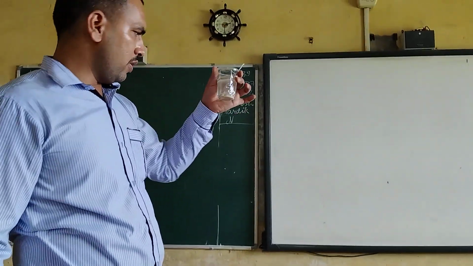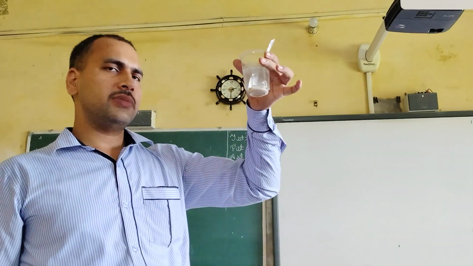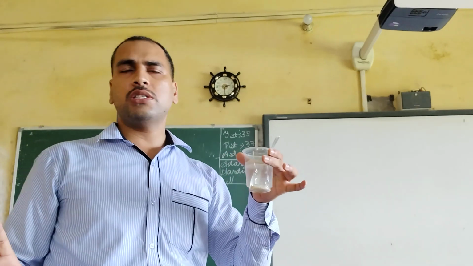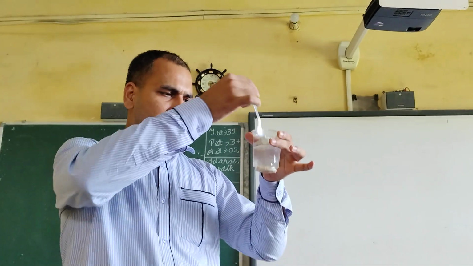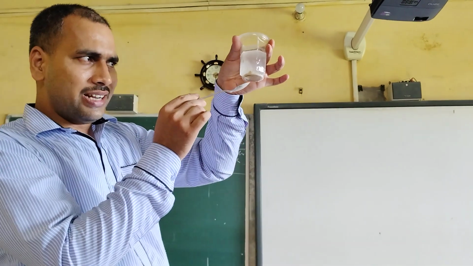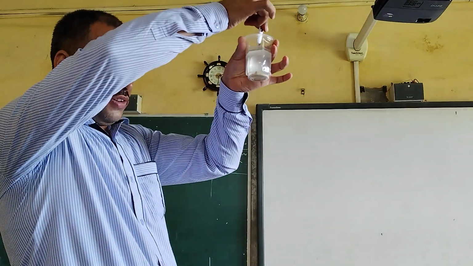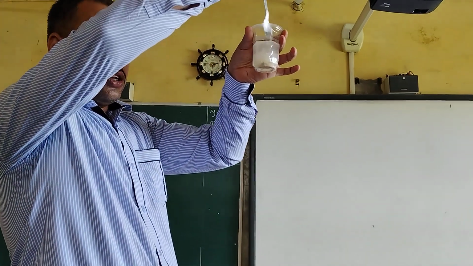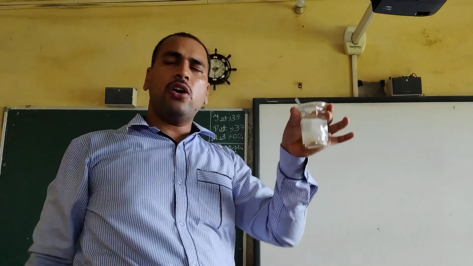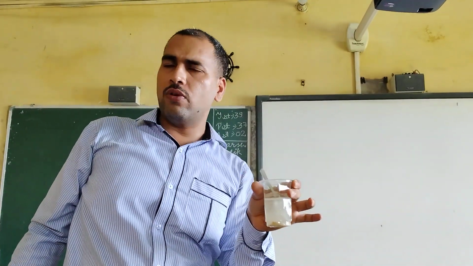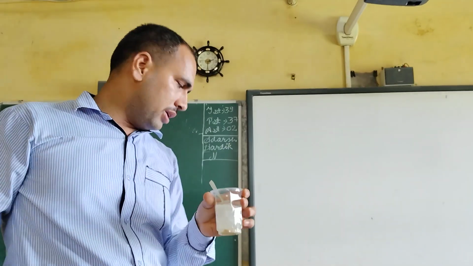Now let's move towards this one. What was in that? Sir, wheat. Wheat flour. Okay, wheat flour was there. Atta. So you can see easily the wheat flour is at the bottom. If I put the spoon, it will come up. Are you seeing? Yes, sir. So you can say that wheat flour is also not soluble in water. It is also insoluble.